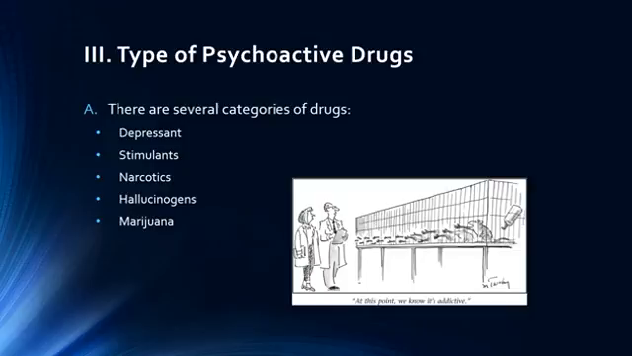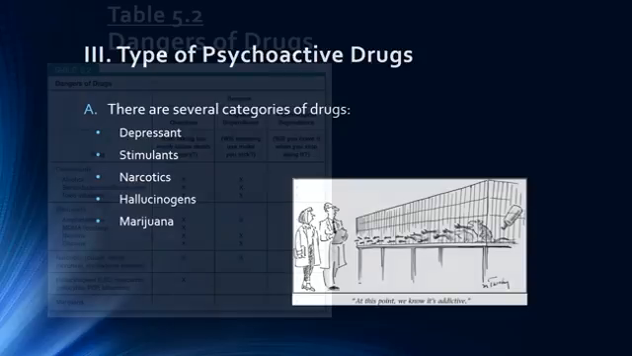So I want to briefly talk about psychoactive drugs. There are several different categories of drugs: depressants, stimulants, narcotics, hallucinogens, and marijuana. Depressants are simply those that depress the central nervous system, like alcohol and sedatives. Stimulants are drugs like cocaine, caffeine, nicotine, and amphetamines. Narcotics tend to be limited to opioids, such as heroin and oxycodone. And then hallucinogens, which are drugs that cause hallucinations like LSD, ketamine, and then finally marijuana.